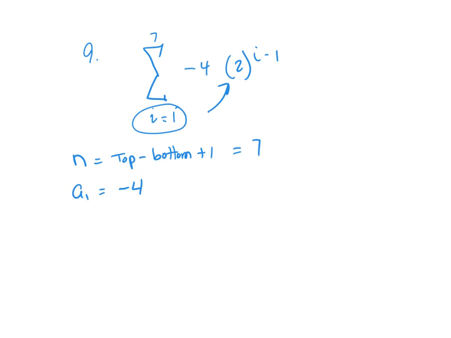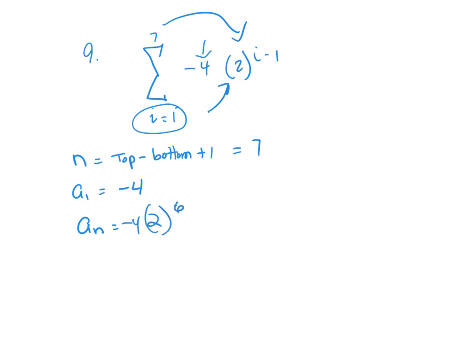And if they're in the I minus 1 format and the lower number is 1, then it's always going to be this number right here. But it's not always, so look at it. And then if you want AN, you put in the 7. So this is going to be negative 4 times 2 to the 6.